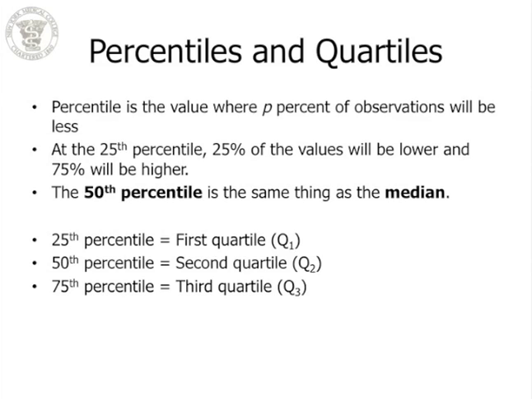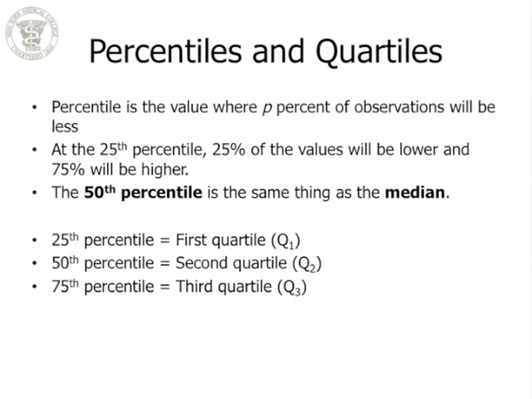Now the second to last concept in measures of dispersion are percentiles and quartiles. A percentile is the value where p% of observations will be less. So the understanding of this is that at the 25th percentile, 25% of the values will be lower and 75% will be higher. The 50th percentile should be kept in mind as the same thing as the median.